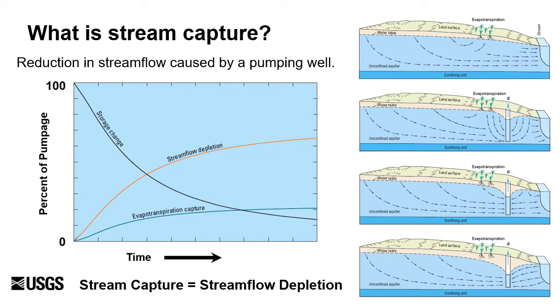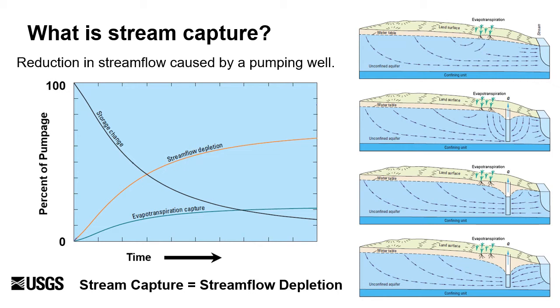So this is also expressed in the chart on the left, and this is what we call a capture curve or capture curves, and it shows the same behavior, but it shows it more graphically. Basically at time zero, when you first start pumping a well, all the water comes from storage, or 100% of the pumping is coming from storage. And then as time goes on, less water is coming from storage and more is coming from stream flow capture, and then also from ET capture.